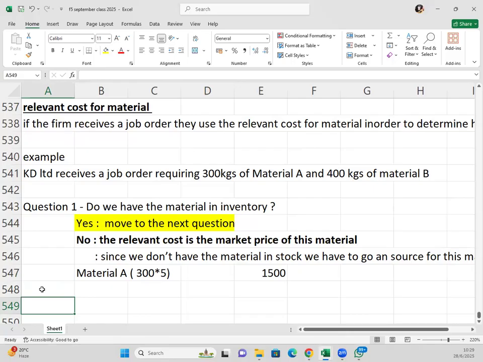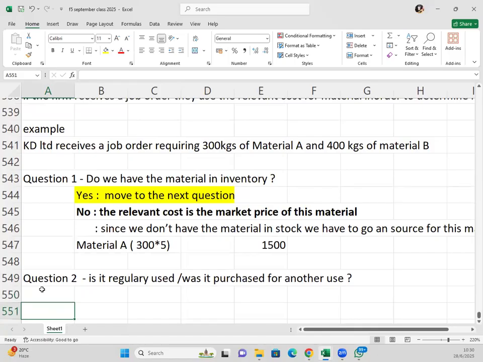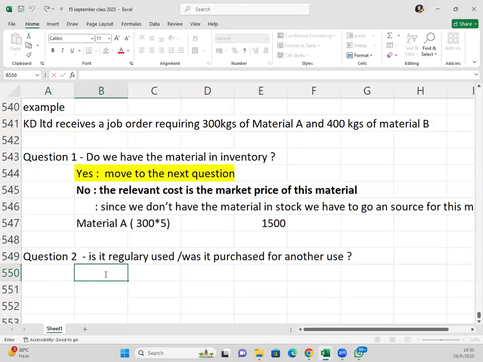The question number 2 is, okay, this order requires 400 kgs of material B, but we have it in stock. The question 2 is, is it regularly used? Or regularly used is the same as was it purchased for another use? If it's regularly used or if it was purchased for another use, meaning we also want to use it in another order. Was it purchased for another use or is it regularly used?